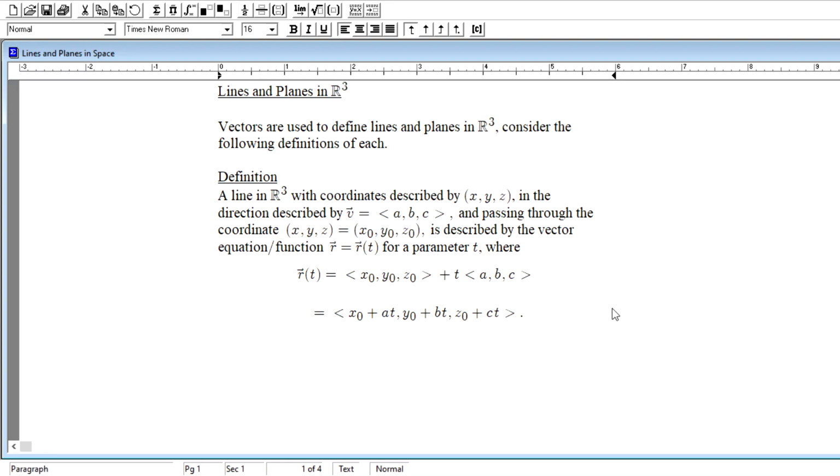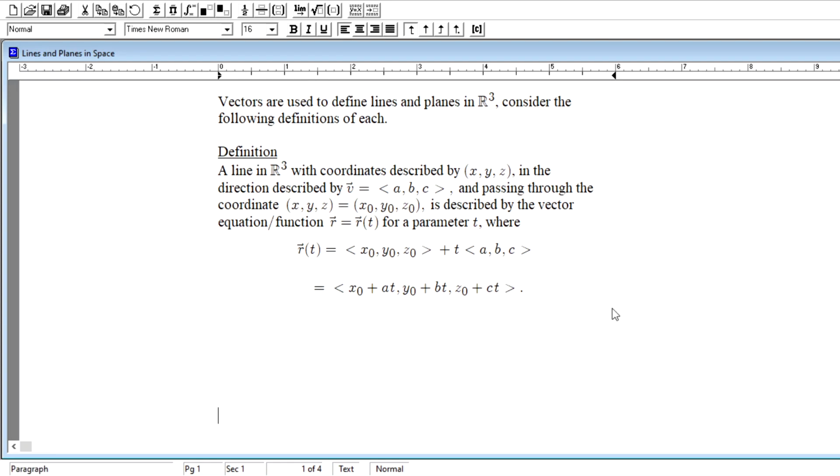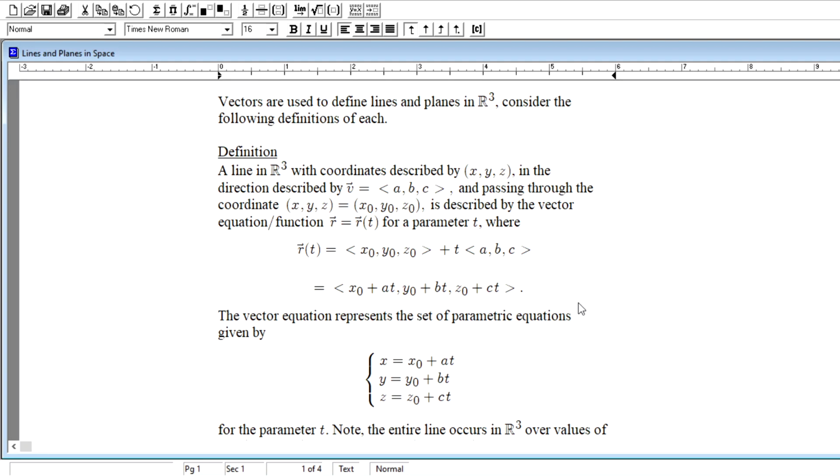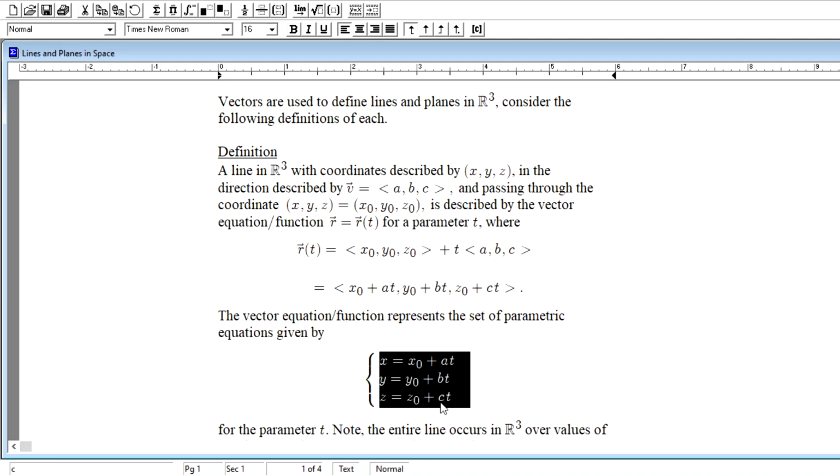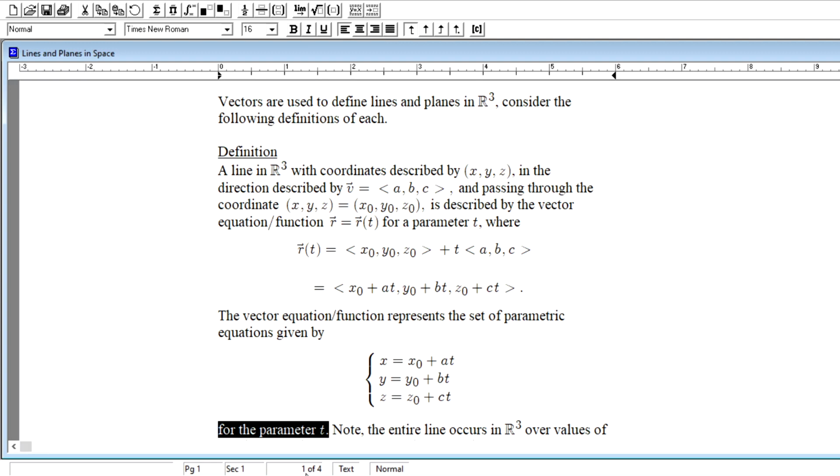All right. But what we do have here, we just point out, is that this vector equation, or function, represents really just a set of parametric equations given by this three-dimensional set, where x equals x null plus at, y equals y null plus bt, and z equals z null plus ct, all for the parameter t.